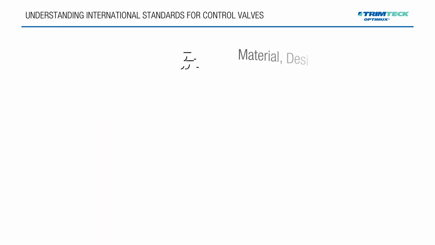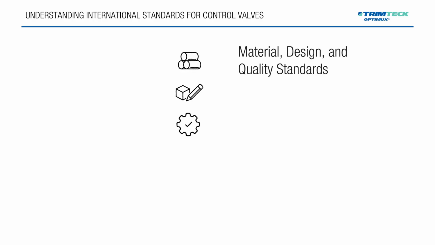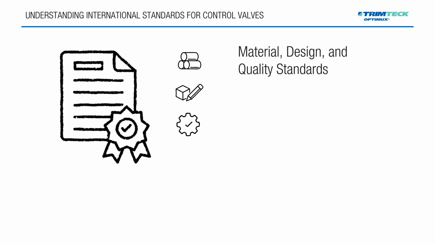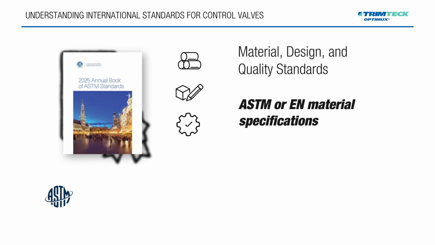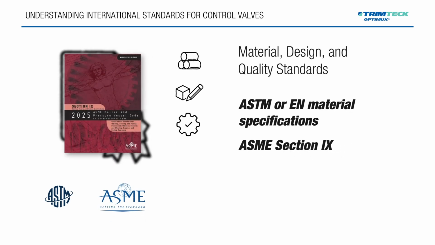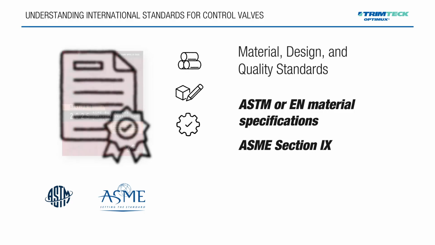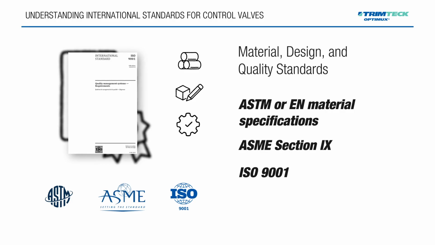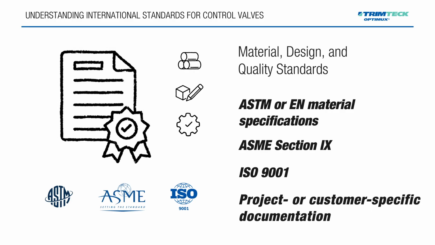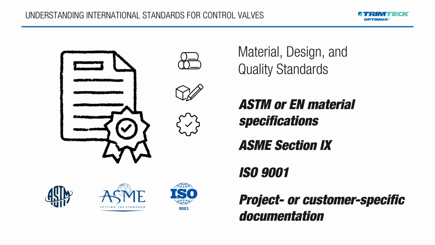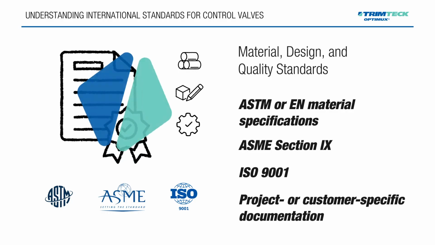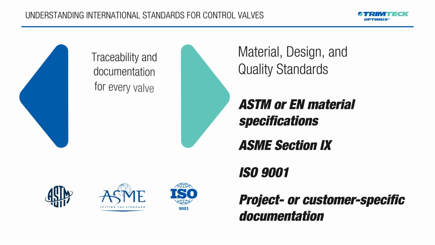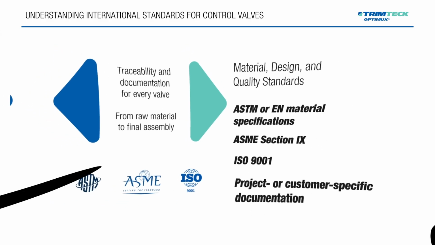Material, design, and quality standards. Regardless of valve type, key design and manufacturing standards include ASTM or EN material specifications, ASME Section IX for welding qualification, ISO 9001 for quality management systems, and project or customer-specific documentation packages for traceability, PMI, or special testing. Trimteck maintains full traceability and documentation for every valve we ship, from raw material to final assembly, in compliance with your industry's expectations.